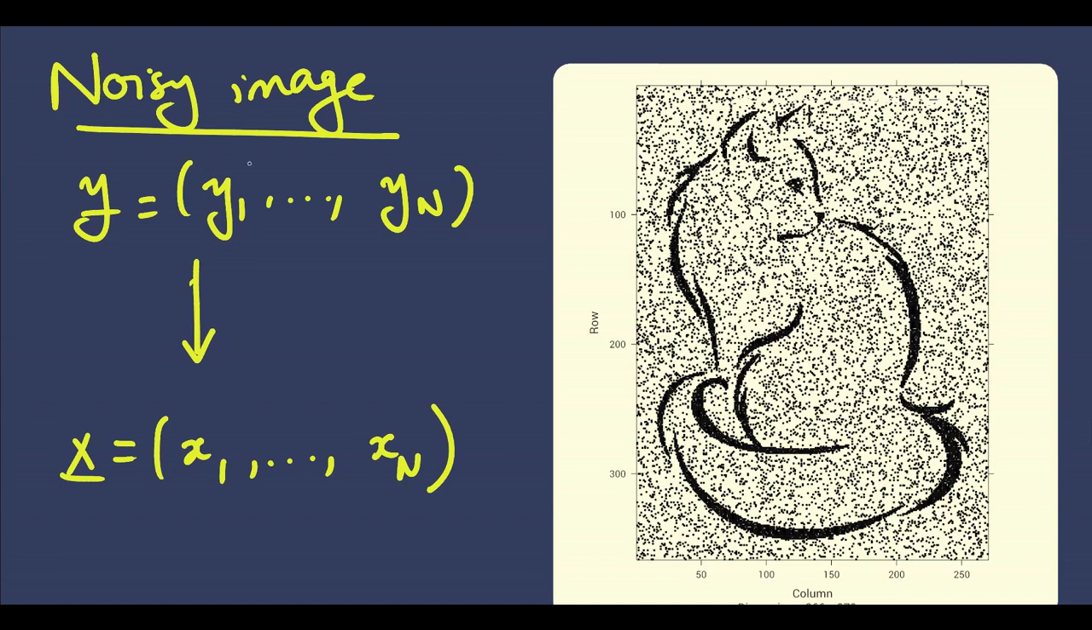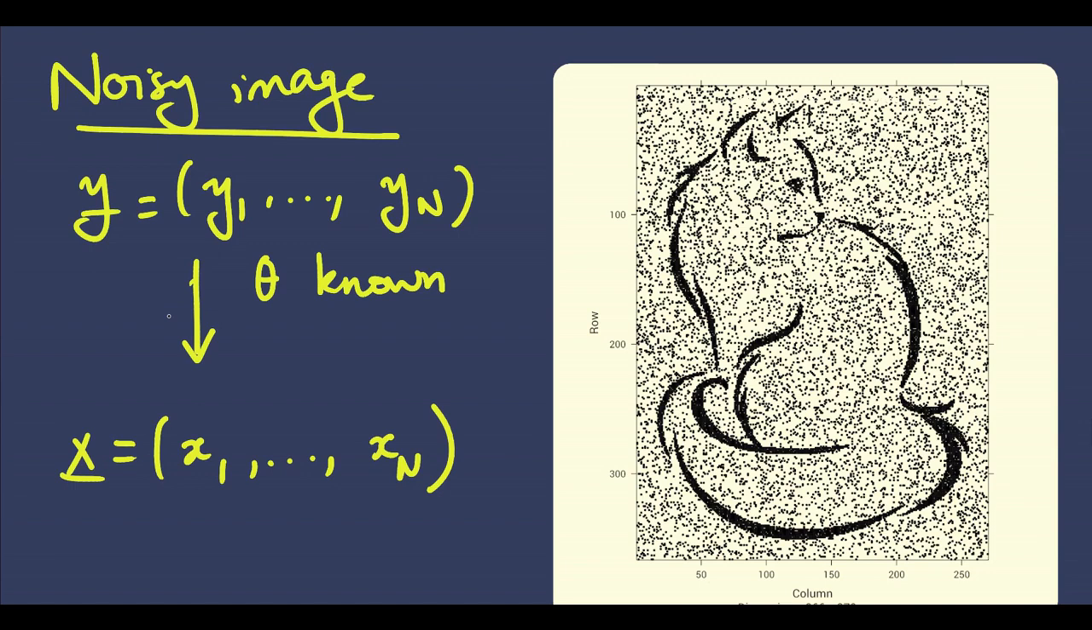Now there are a few things that we're going to assume. First of all, we're going to assume that theta is known. Theta was the probability of flipping any pixel, so the pixels were flipped independently. By assuming theta known, and that we know the noise generating process, that makes our problem slightly easier. It's one less thing to worry about.